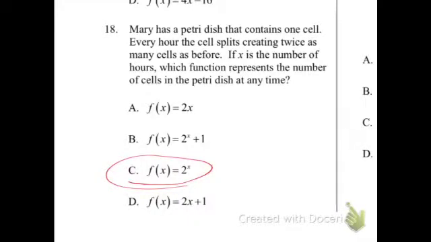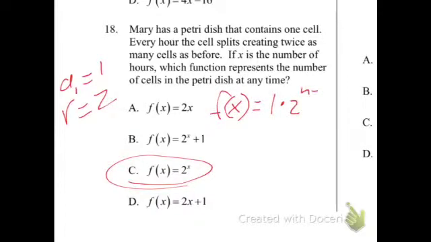18. A Petri dish starts with 1 cell. Each hour it's going to split, making twice as many. If x is the number of hours, which function represents the number of cells in the Petri dish at any time? Well, we start with 1, so you can think of a sub 1 as 1, and our common ratio, because it's multiplying, is 2. And so if you were to write your function like we have with the sequence stuff, you do 1 times 2 to the n minus 1 power. And again, we're trying to figure out which of these matches up with that.